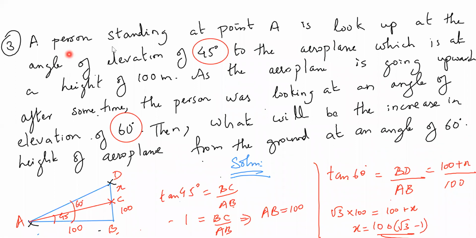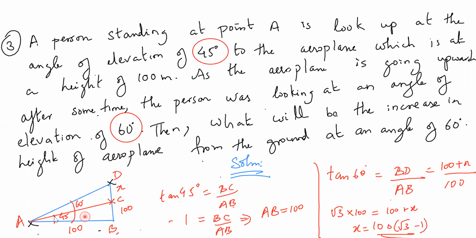So guys, in this question, a person standing at a point A is looking up at the angle of elevation of 45 degrees. First your aeroplane was at position C. Later on the aeroplane is going upward, so from C to D it is going. Then the person also has to look somewhat upwards, right? Then that angle is 60 degrees. So the first thing given is the height of 100 meters. When the airplane was at C, the height from the ground is 100 meters.